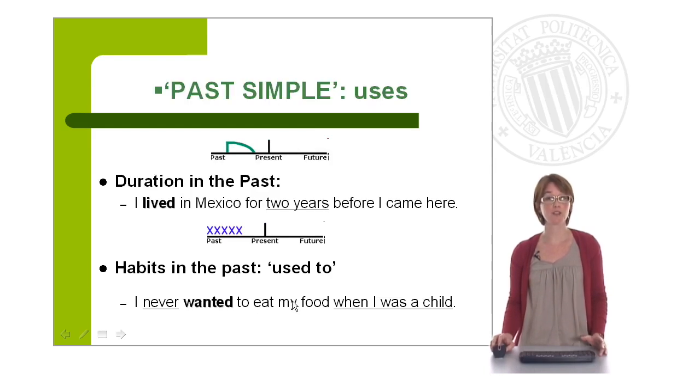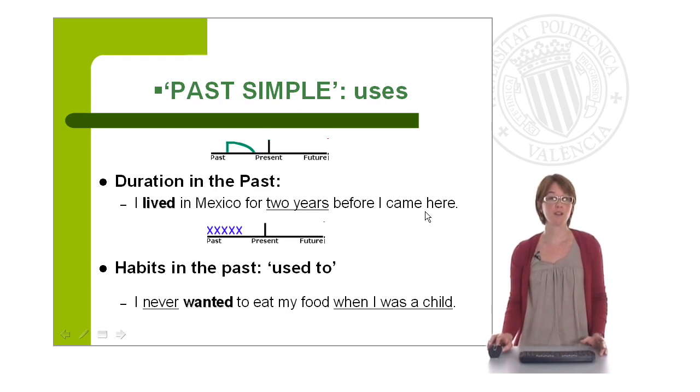Sometimes we also use the past simple to express duration in the past. For example, I lived in Mexico for 2 years before I came here. Notice that we normally use adverbs that indicate that the action took place in the past. In this case, we have 2 years before I came here.